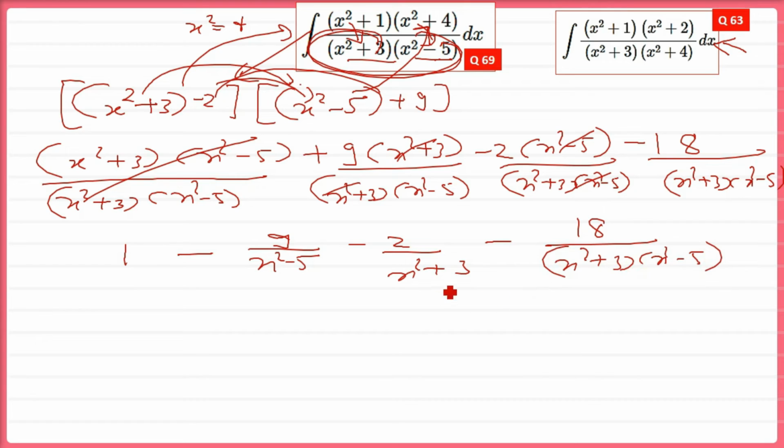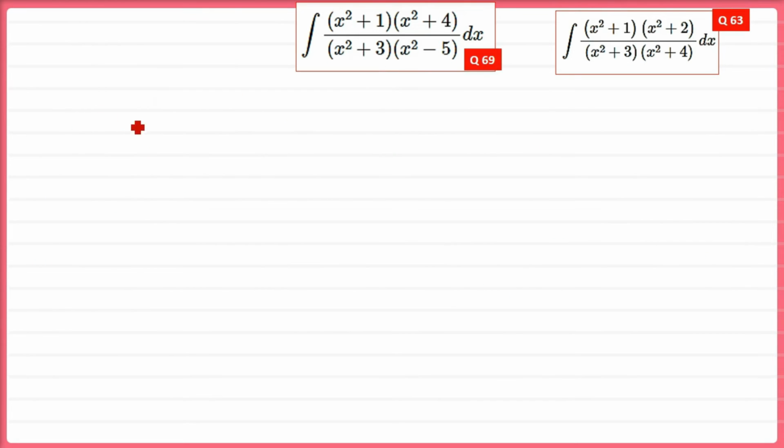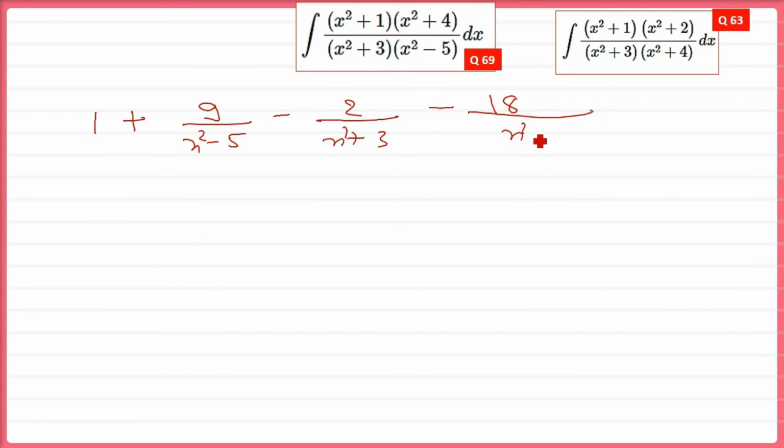So now we are integrating it. The partial fraction has already been computed, except for the last term, which we will do just now. So the first term was 1. The second term was 9 divided by x square minus 5. Then we have minus 2 divided by x square plus 3. And finally 18 divided by x square plus 3 and x square minus 5.